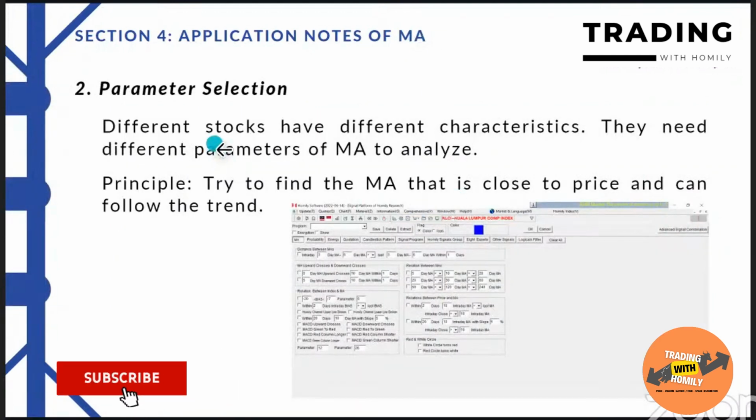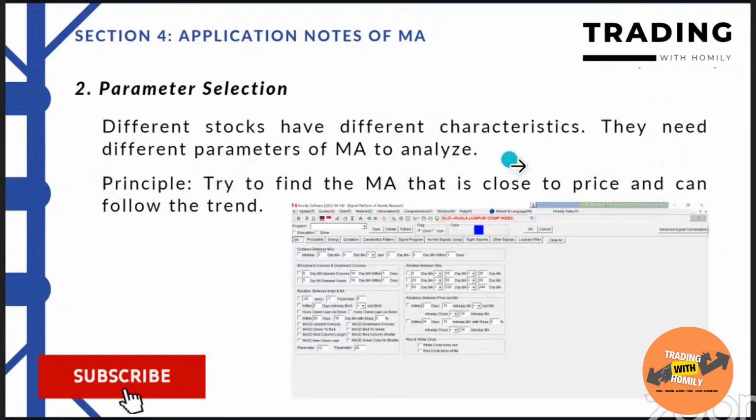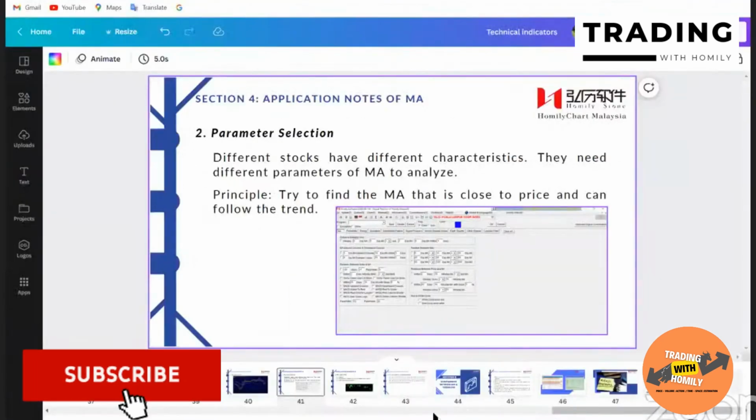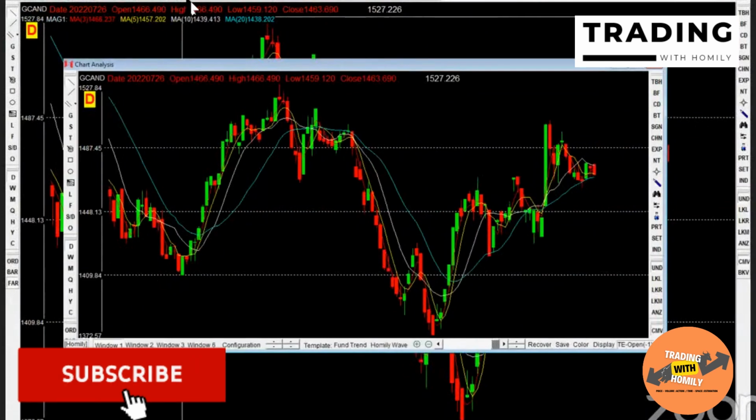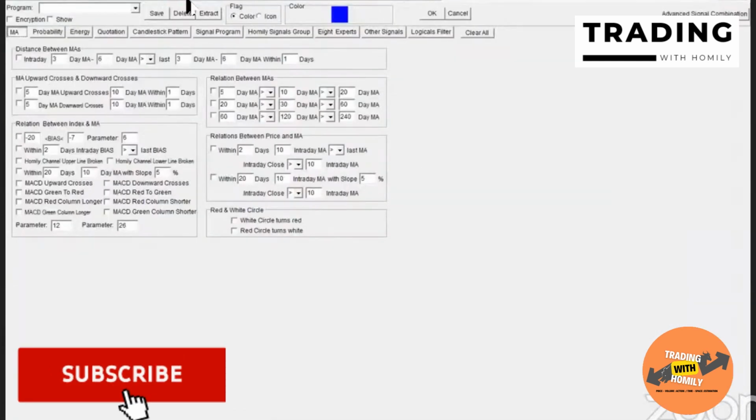So for the parameter selection, different stocks have different characteristics, so they need different MA parameters to analyze. The principle for us is to try to find the MA that is close to the price and can follow the trend. So you can do some setting here. You click this signal and then you come to this MA here.